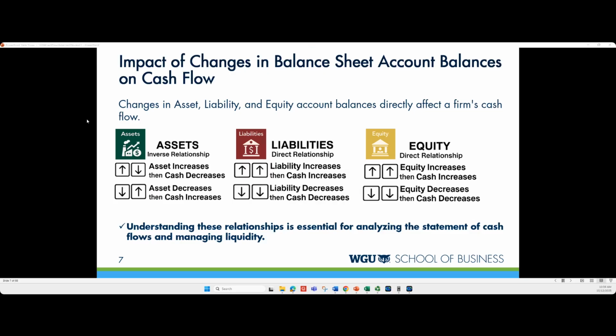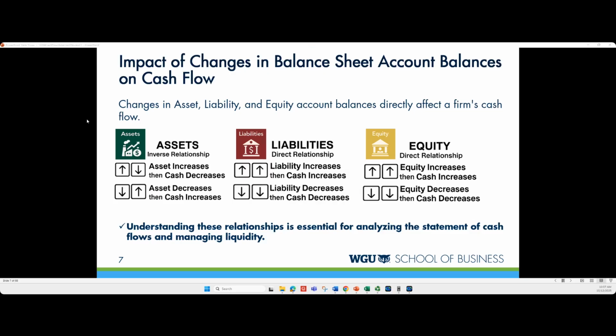So let's talk about that inventory account again. If we see the inventory account has decreased in value, well, that means we have sold that inventory, and it takes the form of cost of goods sold, which means we've relieved that inventory from our stock, and we've received cash from the customer for it. So the decrease in that asset account has generated cash for the firm.